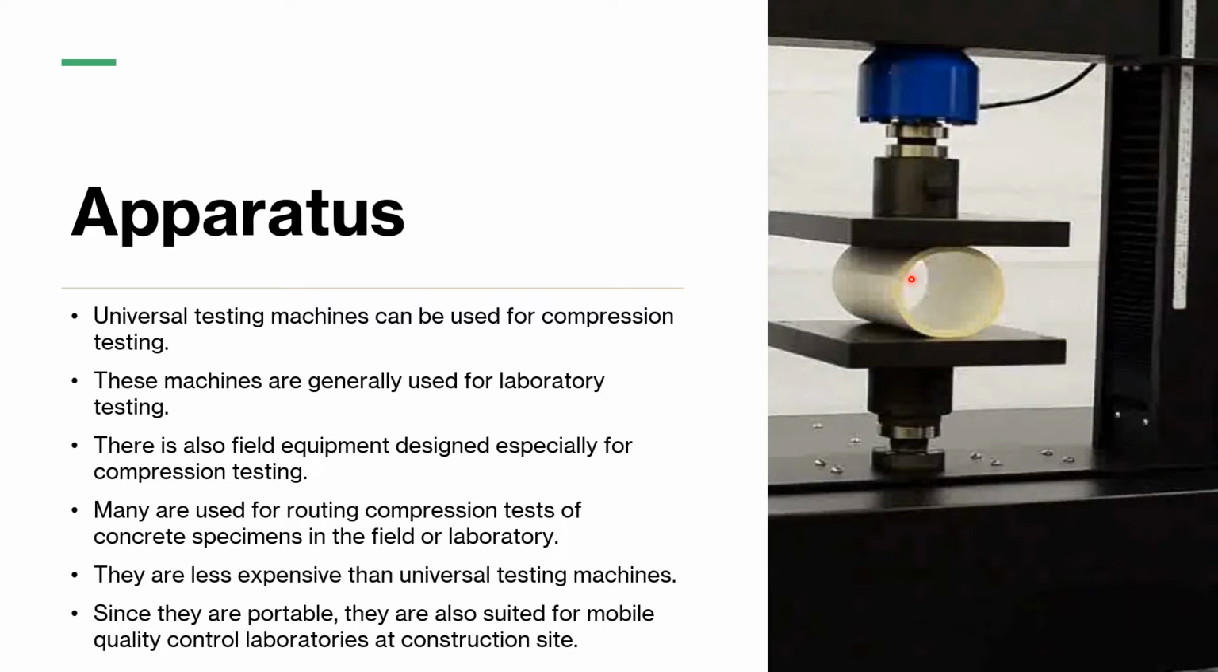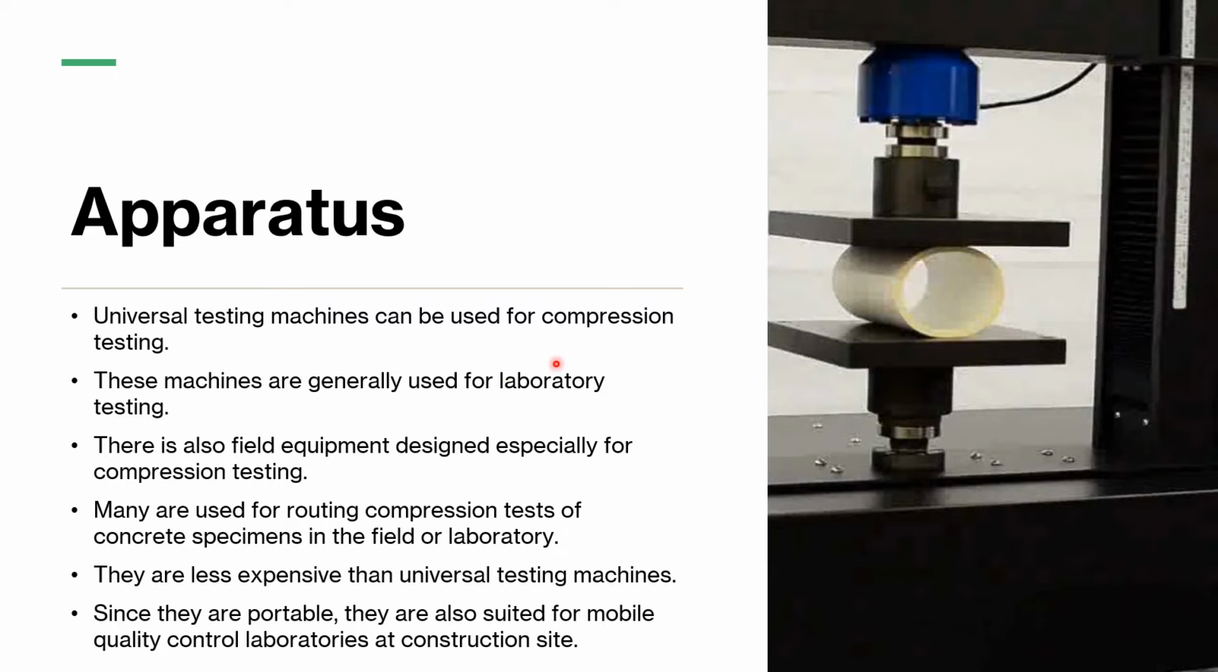Okay, see our test piece right here is being compressed. Universal testing machines, you can use them for compression testing, and these machines are generally used for your lab tests. There's also field equipment designed especially for compression testing. So there are many different kinds of instruments for this test.